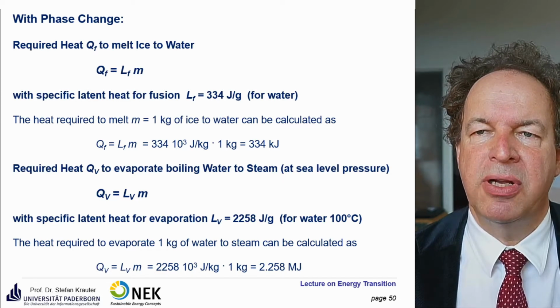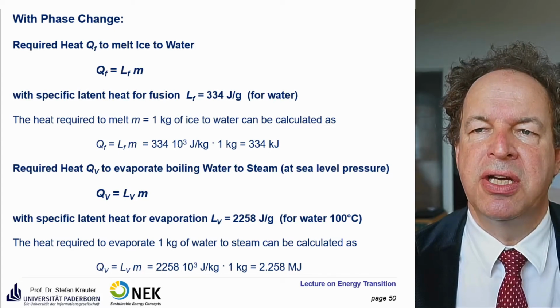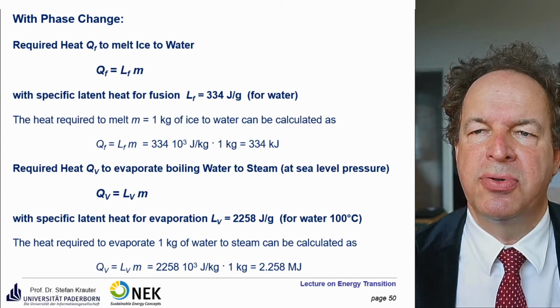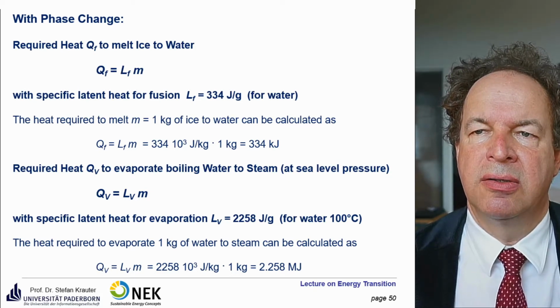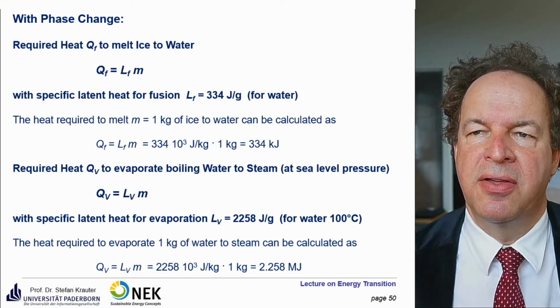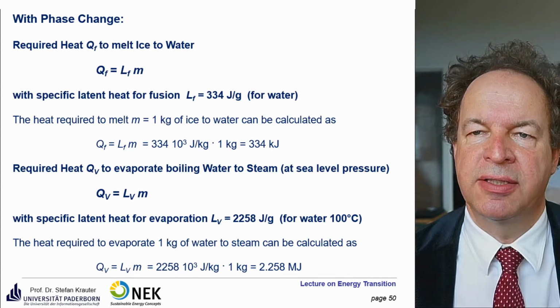We take an example. We take 1 liter of water, that is equivalent to a mass of 1 kilogram. How much energy do we need to melt it? It's 334 joule per gram times 1000 grams. That's 334 kilojoule. You need to do that.